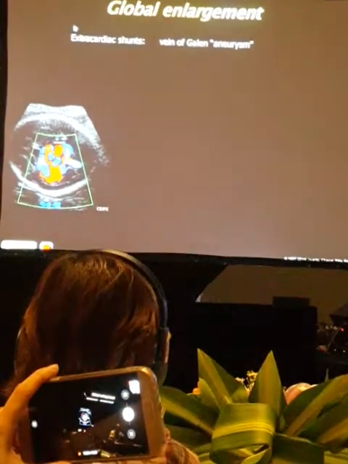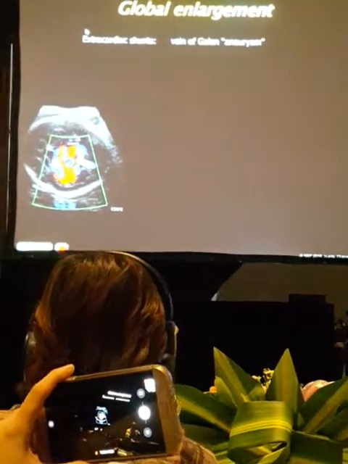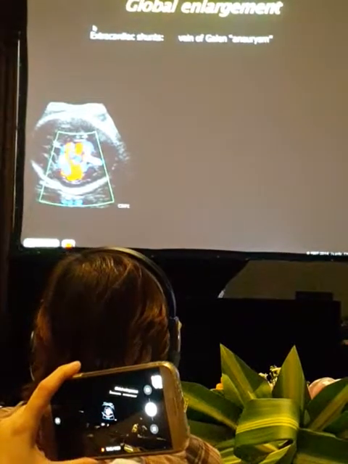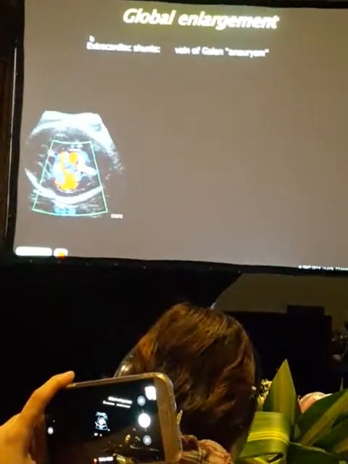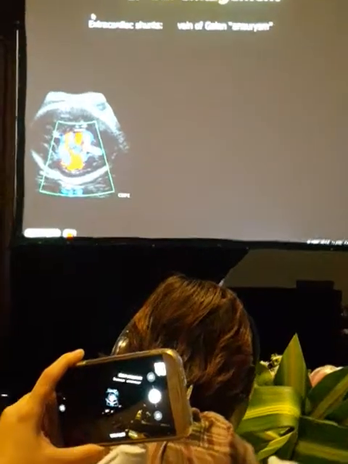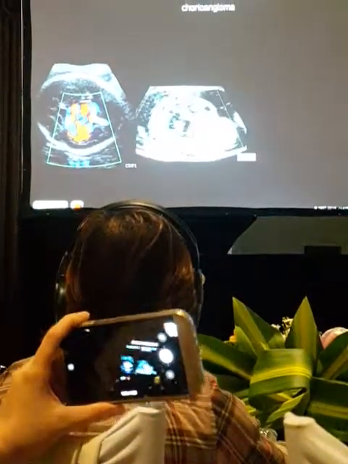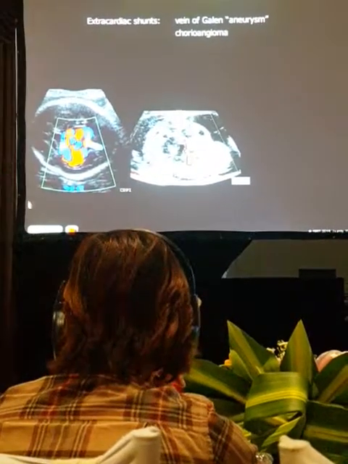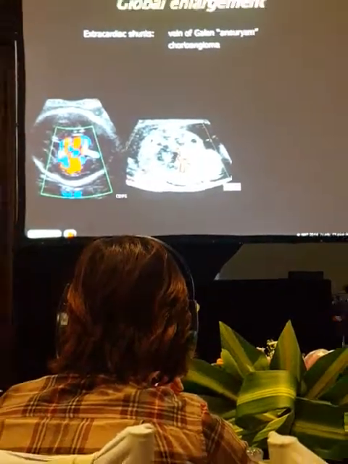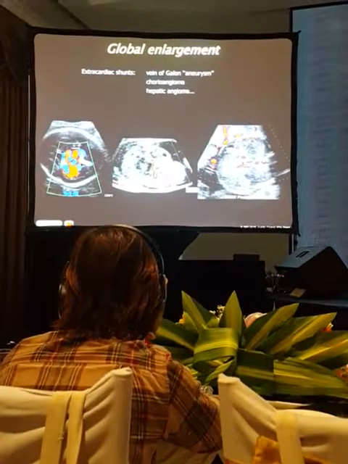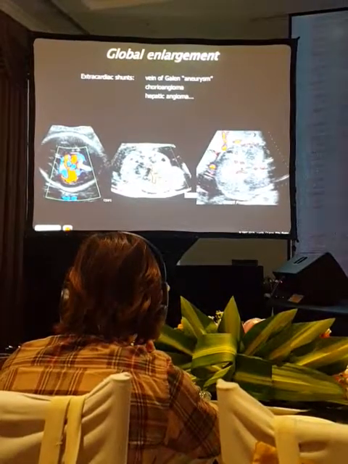Here we have the FG that I've shown you before. Here we have a global enlargement because the heart has to work too hard. If you work harder, the heart is going to enlarge. And this happens in three shunts. The vein of Galen aneurysm, which is the most common, the chorioangioma of the placenta, when they get to be greater than 5 centimeters, and the hemangioma of the liver, which is the least common of the three.